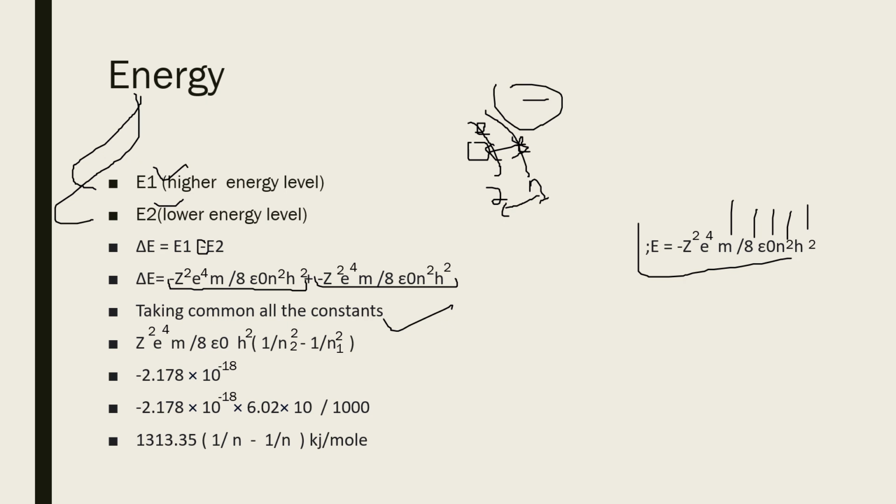When we sum up all the constants, the answer would be minus 2.178 times 10 raised to power minus 18. That's a constant value that does not change. Now when we multiply it by the number of moles and then 1000, it will become 1313.35. Here we take this as n1 and this as n2, because we have to find the difference between two energy levels. So this is the formula to find the energy difference between E1 and E2.